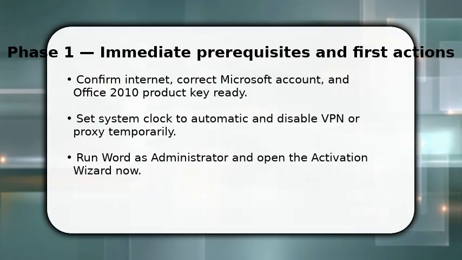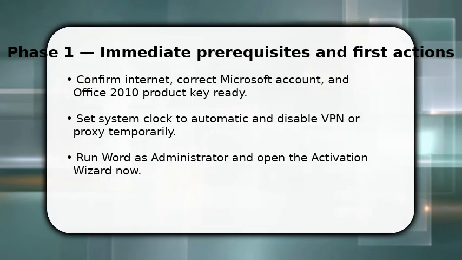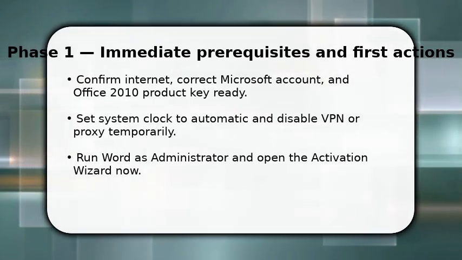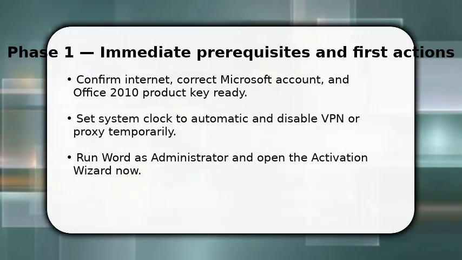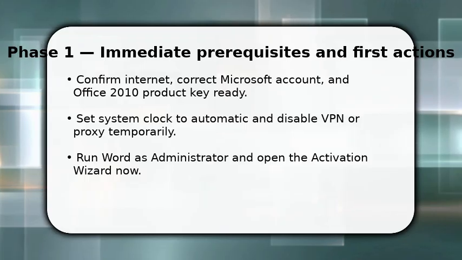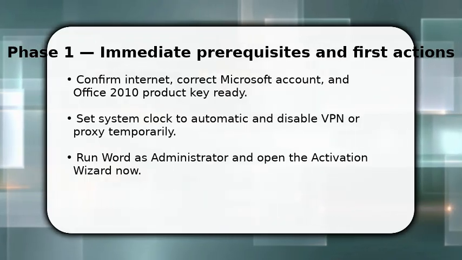You begin by preparing essentials. Make sure your PC has internet, your Microsoft account matches the Office license, and the Office 2010 product key is at hand. Once done, set the system clock to automatic. Mismatched time often blocks activation.